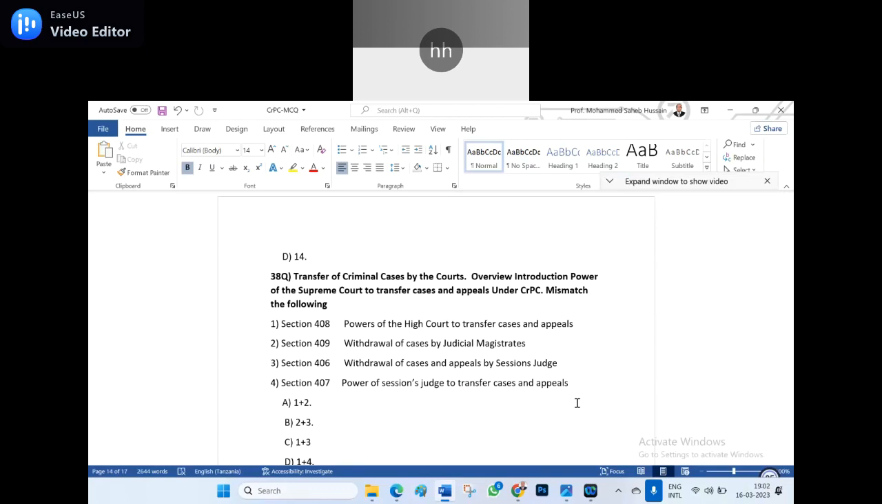Okay, 38th question. Transfer of criminal cases by the courts. Overview introduction. Power of the Supreme Court to transfer cases and appeals under the CRPC. Mismatch the following. Number 1. Section 408. Powers of the High Court to transfer cases and appeals. Section 409. Withdrawal of the cases by the judicial magistrate. Third, Section 406. Withdrawal of the cases and appeals by the session judge. 4. Section 407. Power of the sessions judge to transfer cases and appeals.